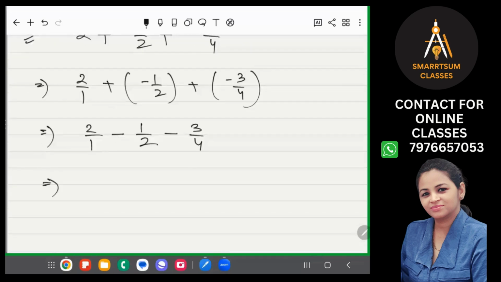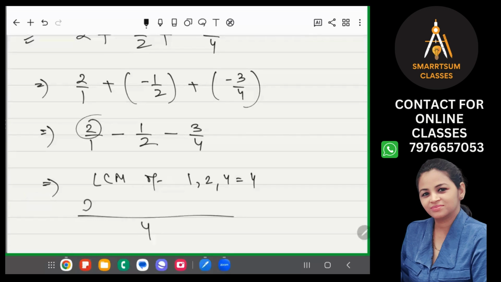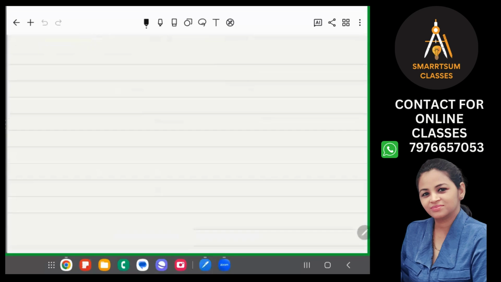Now, again, we will first find out the LCM. So LCM of 1, 2, and 4 is? 4. It is 4. So write down the 4 as the common LCM, common denominator. Right, now write down. This is 2 into 1, 4 times is 4. So we'll multiply with 4. Minus. Write down this 1 here. 1 into 2. 2 times is 4. So we'll write down 2 here. Minus 3. 3. Multiply by 4. 1 time is 4. So we'll write down 1. Right? So in this way, we will write down the numerator part.